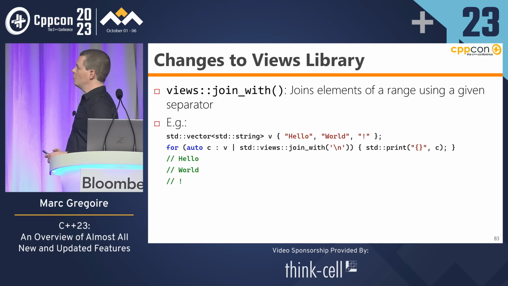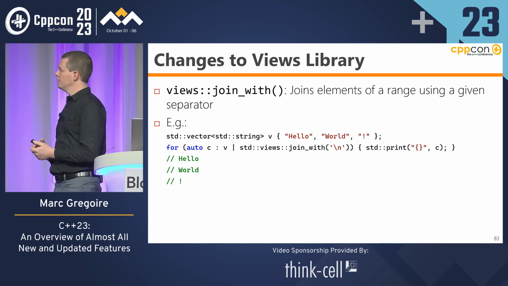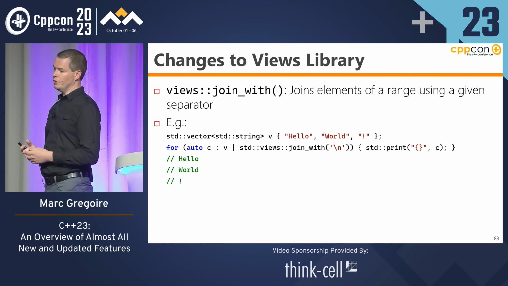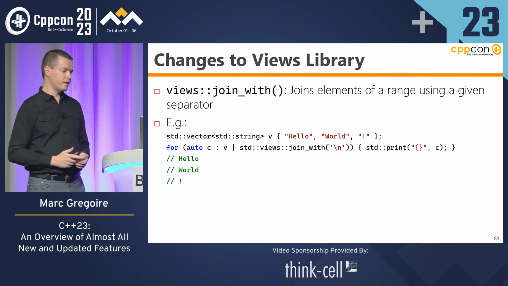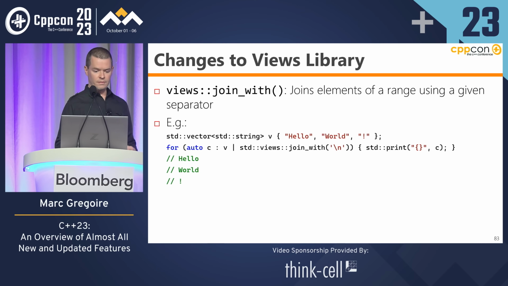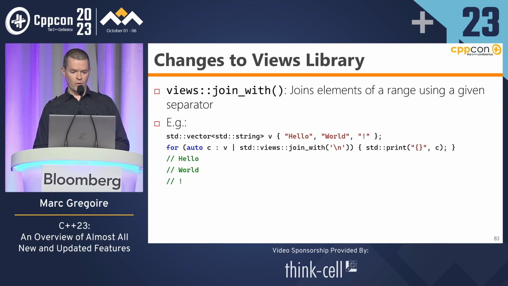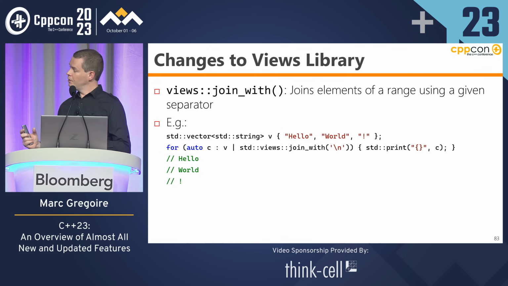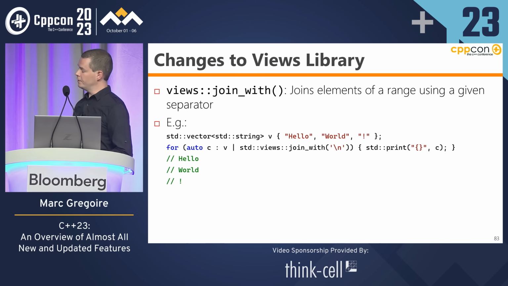Join with. If I have a vector of strings in this example, I can say join them with the new line character, and then when I print them, you see that all the words in my vector have been joined with the new line character in between them.